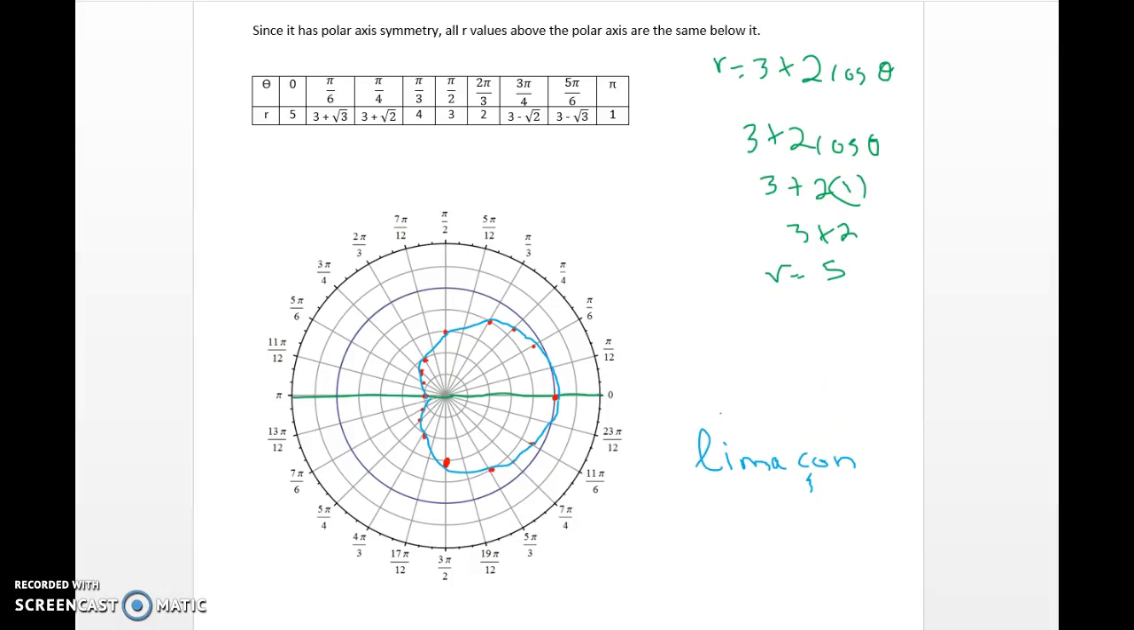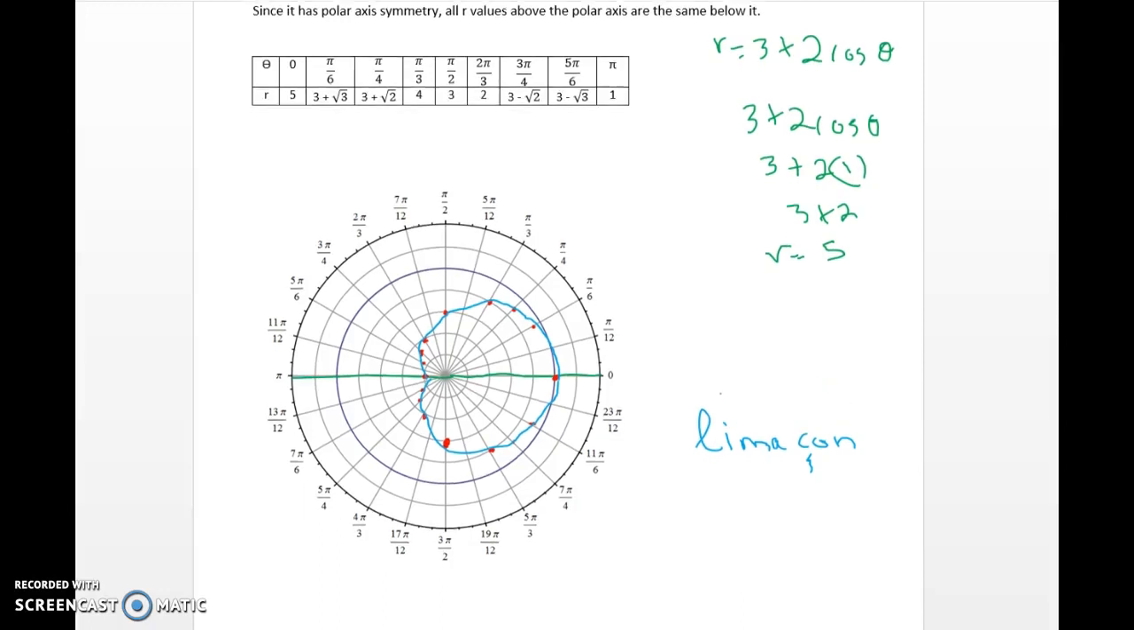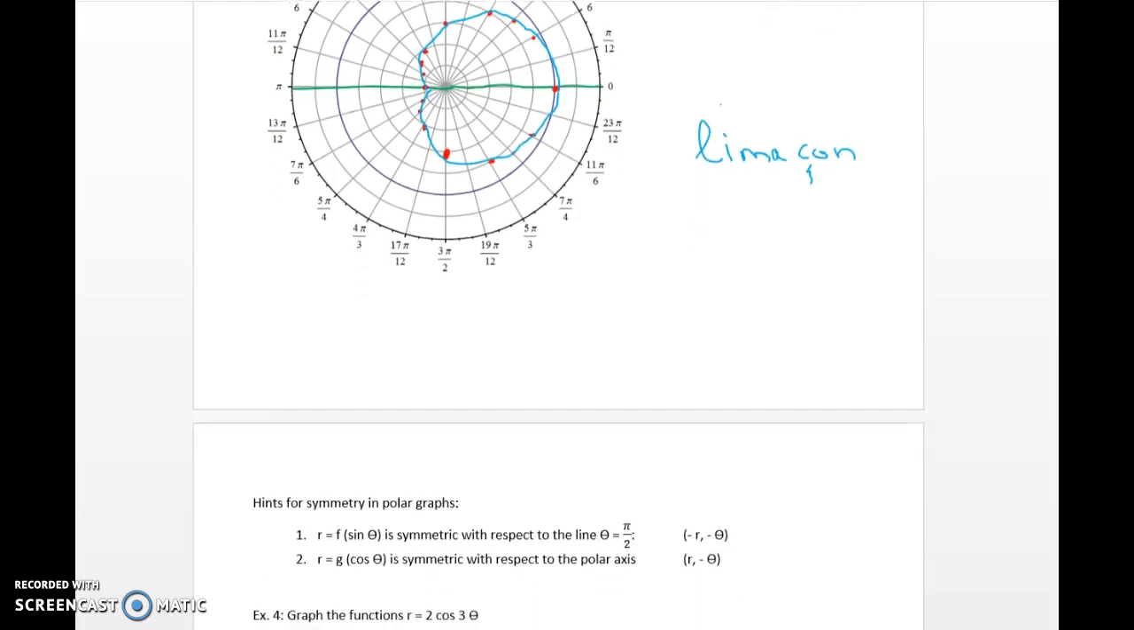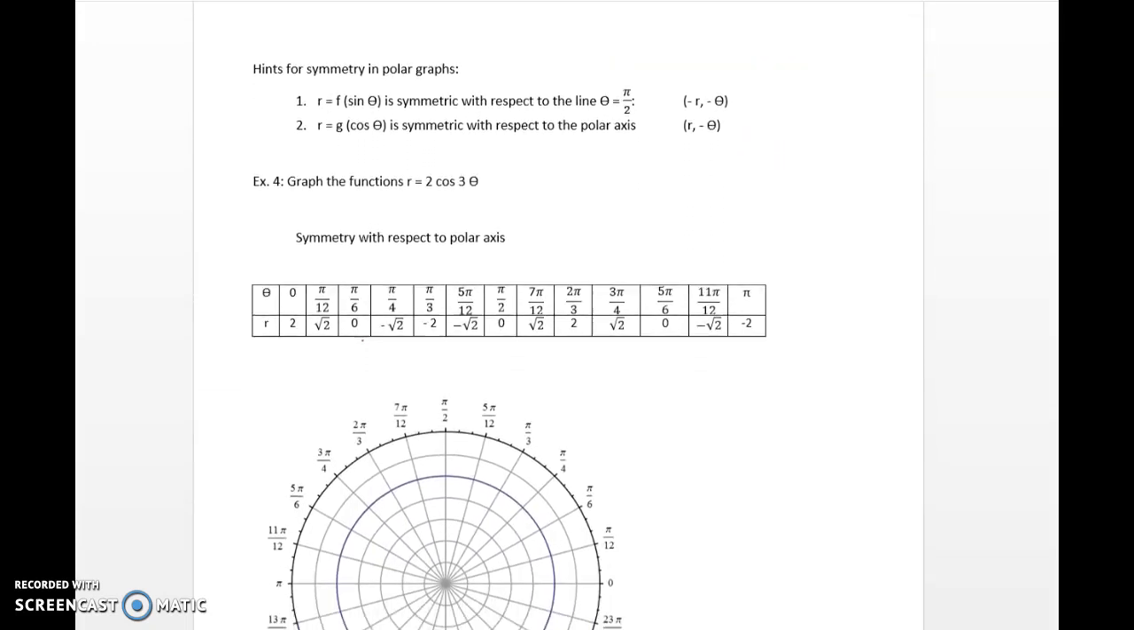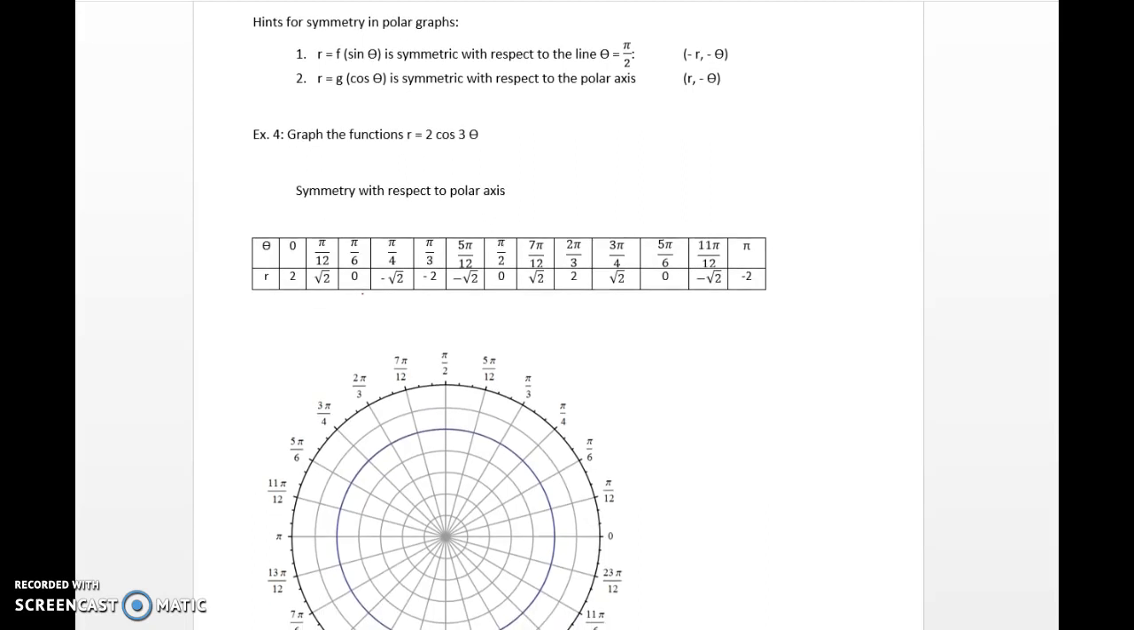Okay, continuing on with graphing polar equations. Even though the symmetry helps, so we don't have to spend as much time making our table, it still is a lot of work. So here are some hints.